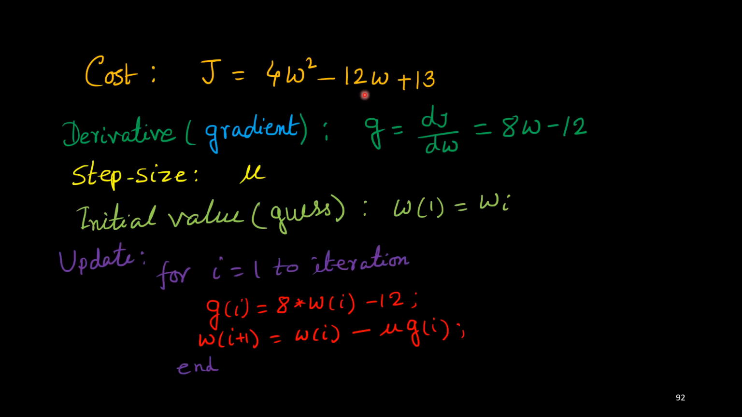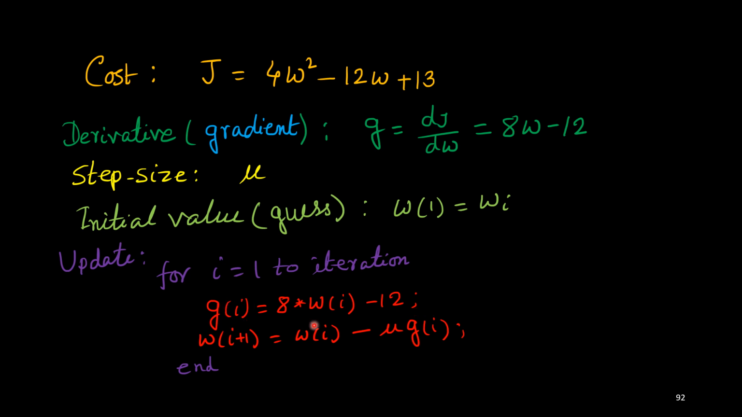So this is the cost function we have considered, and its derivative or gradient is this one. The derivative, I'll call it g, is your 8w minus 12. The initial guess, the starting point, is w of 1, which we need to mention. Then in a loop we compute the gradient each time. So g of i, at the ith iteration, would be 8 times w of i minus 12, because this is the gradient at iteration i, where w of i is the current weight.